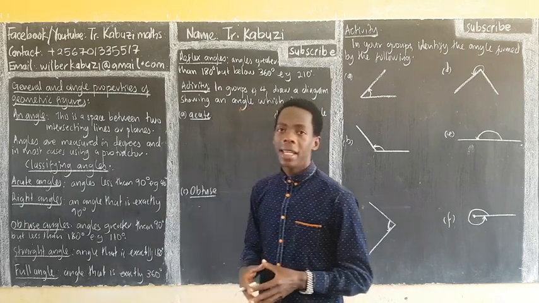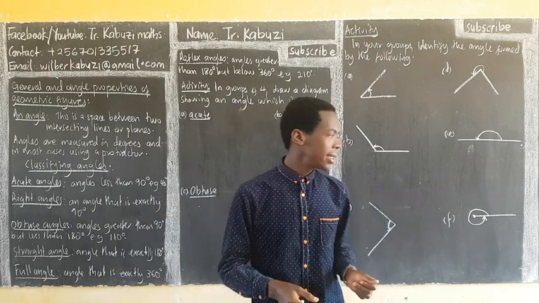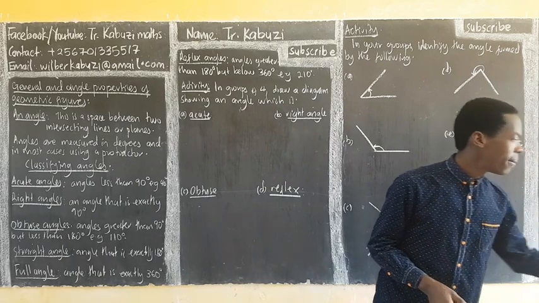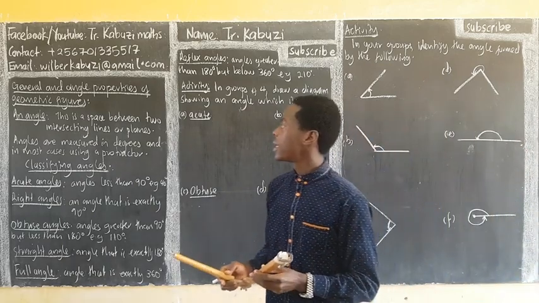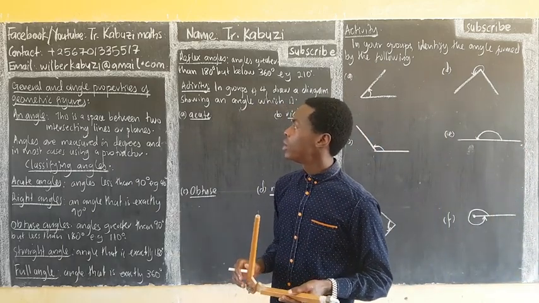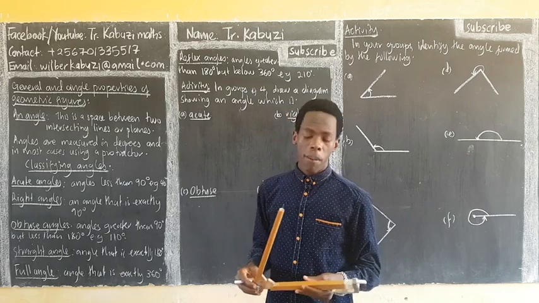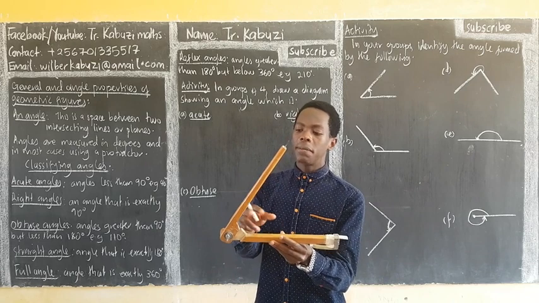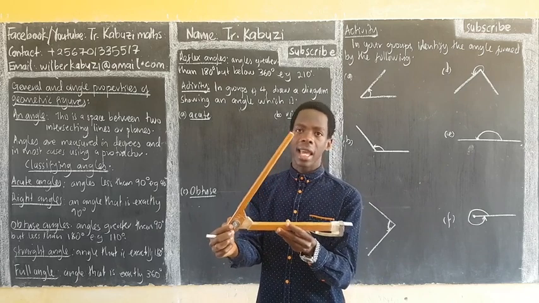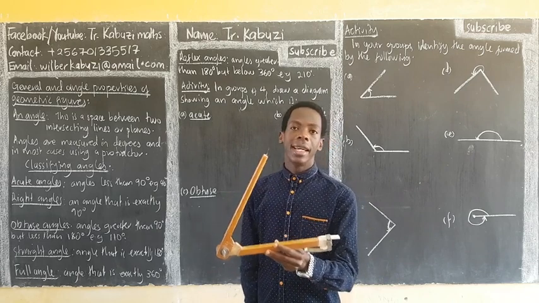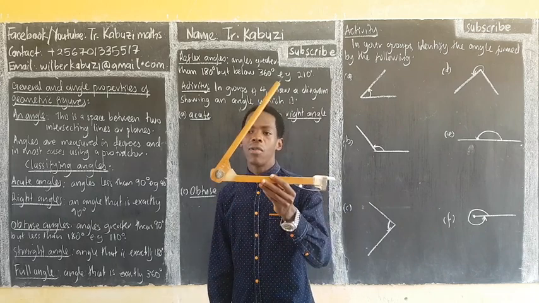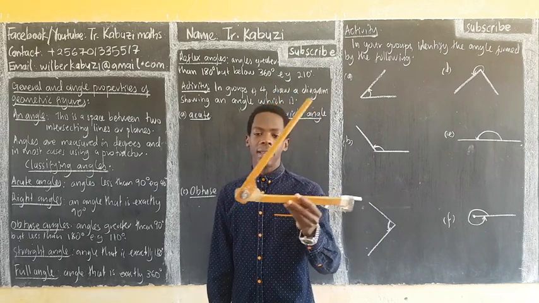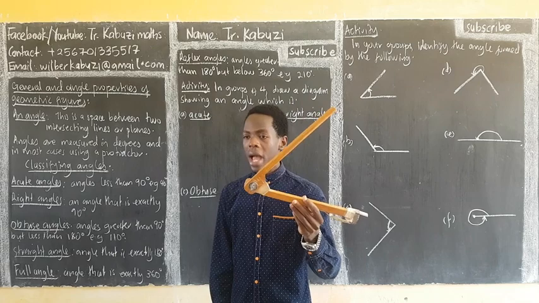So we start by defining an angle. For example, if I have my compass here, as you see, an angle is the space between two intersecting lines or planes. This would be a line and this is a line, and the space between the two, where they intersect, is what we call an angle. You can use your compass also and see.